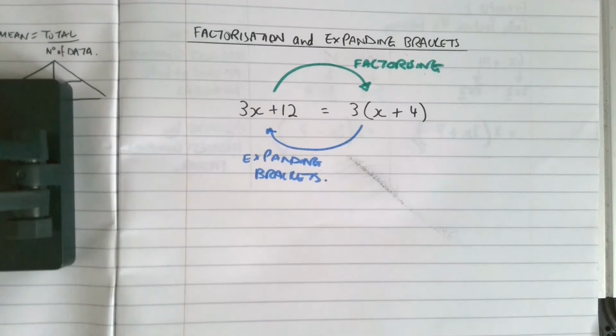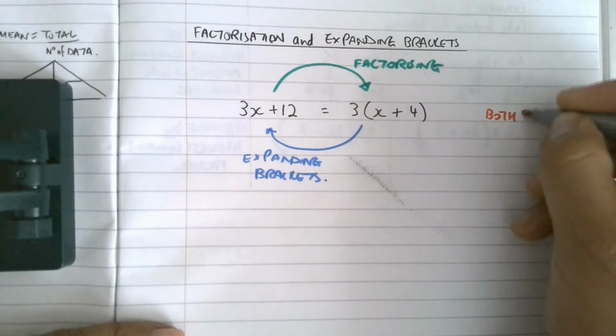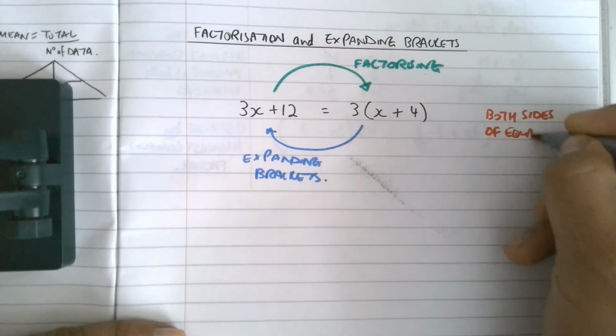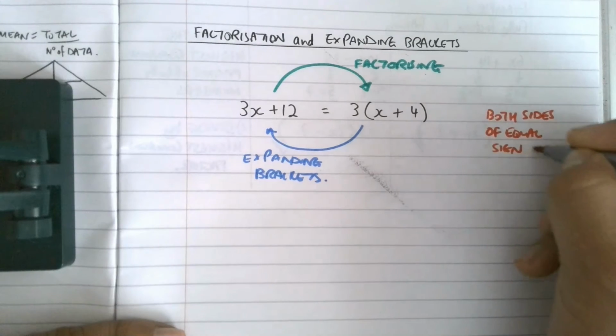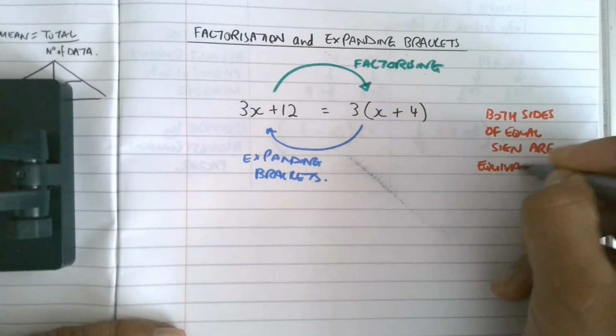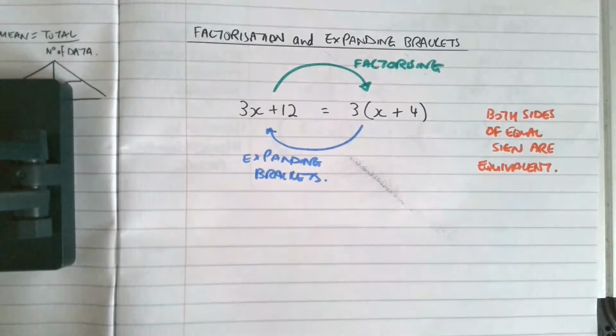Both sides of the equal sign are equivalent. The only thing that's changed is the form in which those expressions have been written. But they are equivalent on each side of the equal sign. So expanding brackets when we're going from left to right, and factorizing when we're going from right to left.